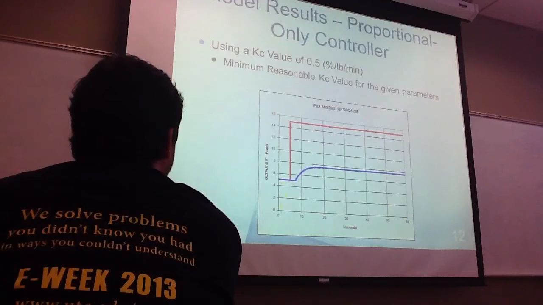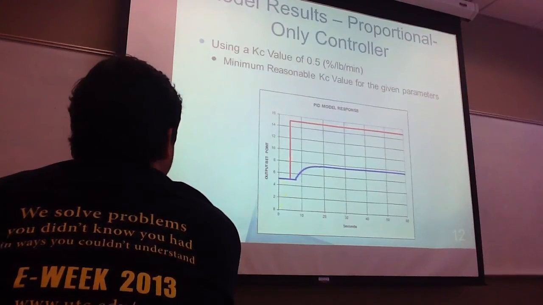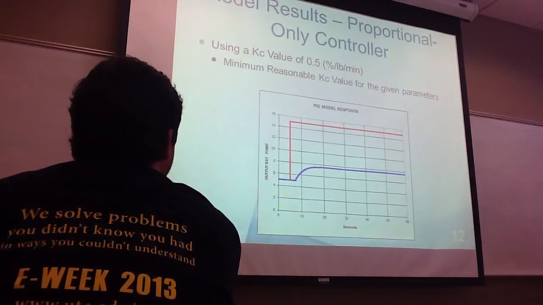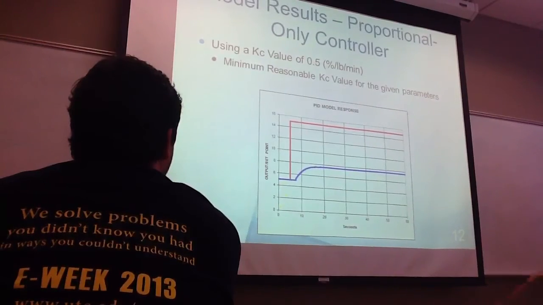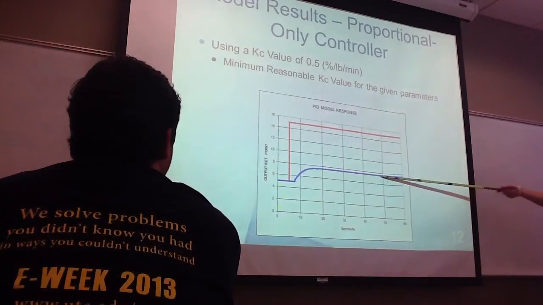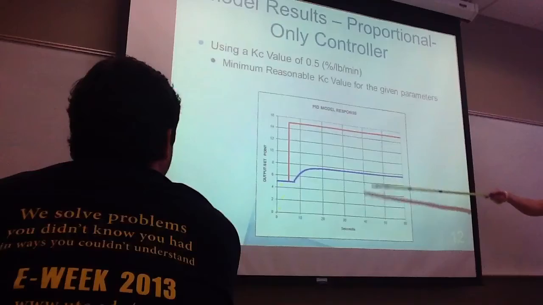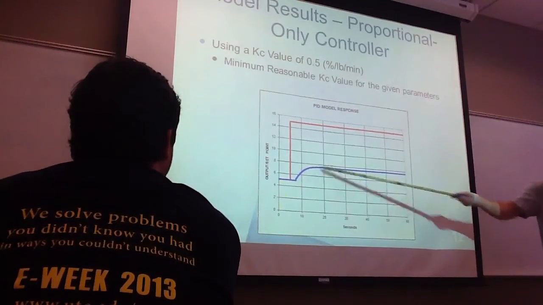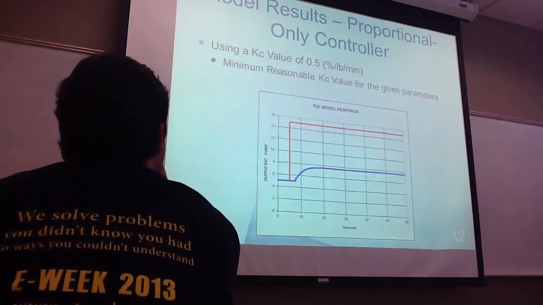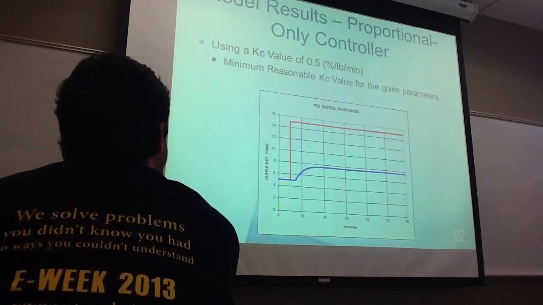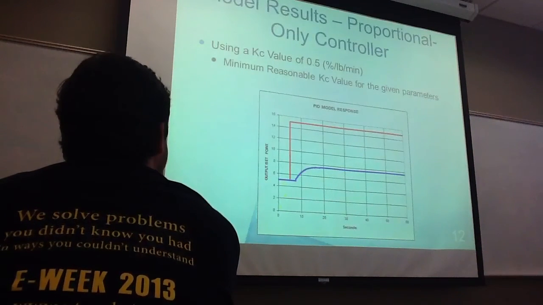And for the minimum reasonable KC value, we used a 0.5 using that same set of parameters. And as you can see, it levels out right here at about 15 seconds, which is our settling time. This system is overdamped, and this is 1/500th decay ratio. It's monotonic.